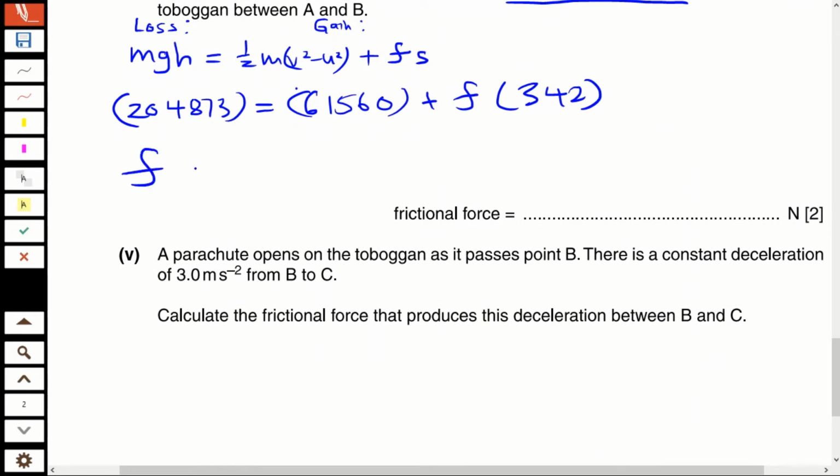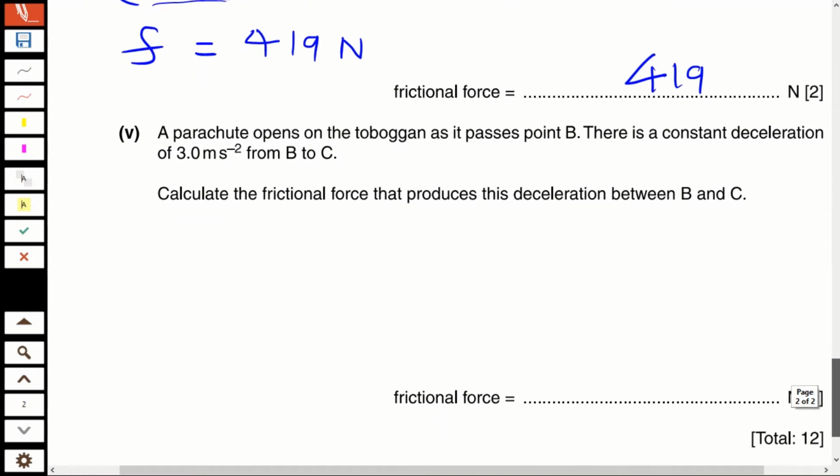Then from here, we calculate the force. I use whole values, like exact values here and here, so I would get about 419 newtons. The mark scheme will show otherwise. They'll explain that if you use rounded off values, you get different values, but it's correct as long as you show your working. So I'm going to write my newtons here. 419 newtons is a frictional force.